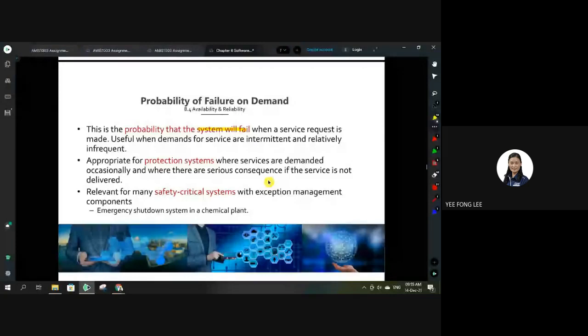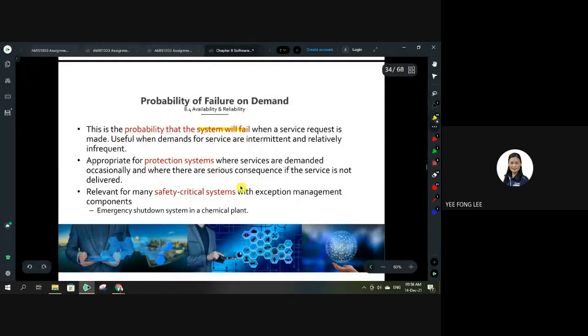So probability of failure on demand, the measurement is similar to the previous metrics, measured quantitatively. They usually put it in decimal, let's say 0.001 probability. It means that there is a 1 in 1000 chance of the system failing.